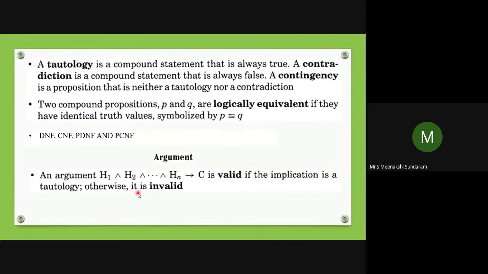PDNF is the principal disjunctive normal form, and PCNF is the principal conjunctive normal form. The difference from DNF is, suppose P, Q, R: there are three inputs. I can write P conjunction Q, disjunction R conjunction P, like that.